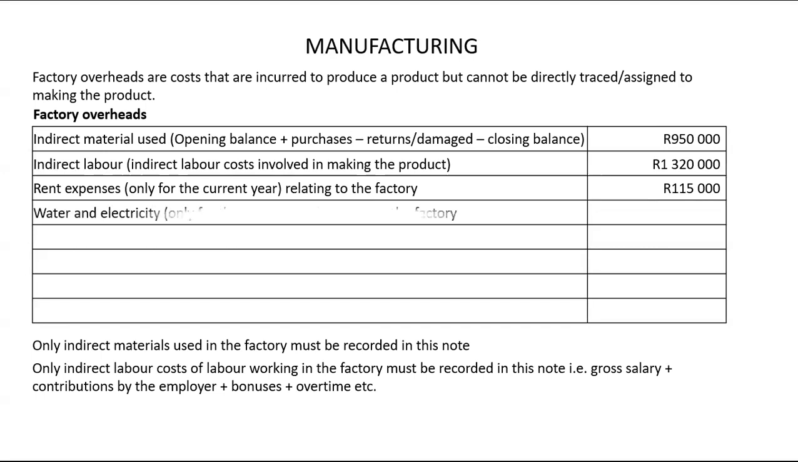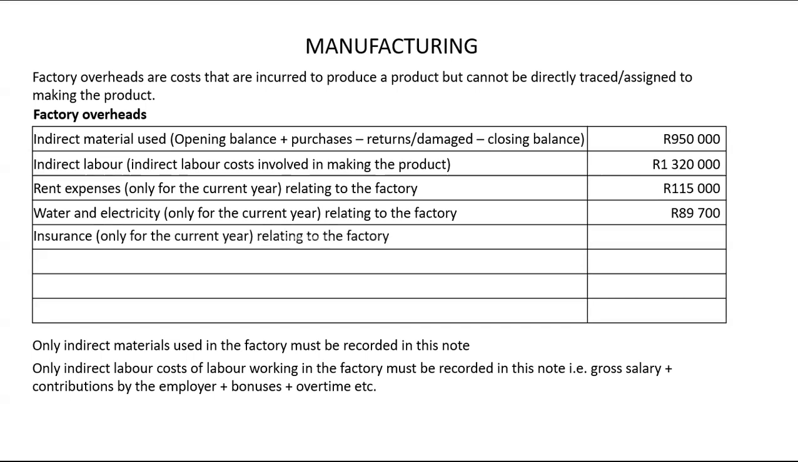Water and electricity will be according to the percentage of usage, and sometimes it can be according to the floor space, whatever the business considers to be the appropriate cost drivers. That's what they would use to allocate these costs. All right. And remember, it must be for the current year. And then you only assign what belongs, what was used at the factory.